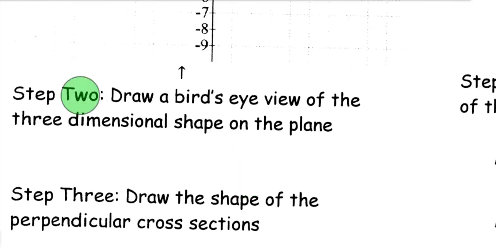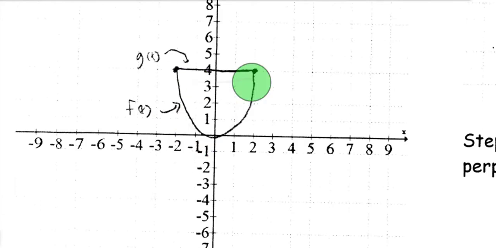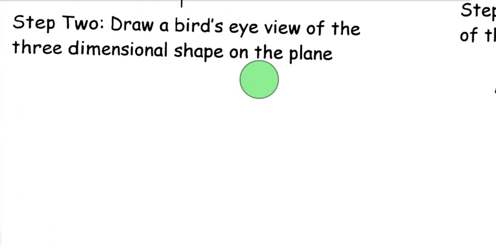Step 2, like we did before, draw a bird's eye view of the three-dimensional shape on the plane. Bird's eye view means you're looking at the top of the three-dimensional shape. This would be the base of the shape. And basically what that means is you're just graphing the two functions. We can see that they intersect here at -2 and 2, just like our last example.